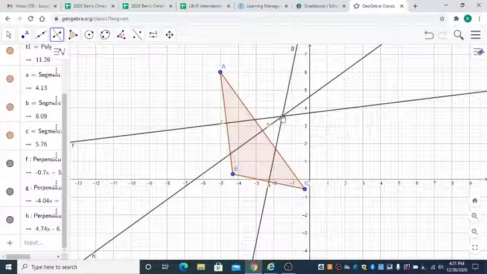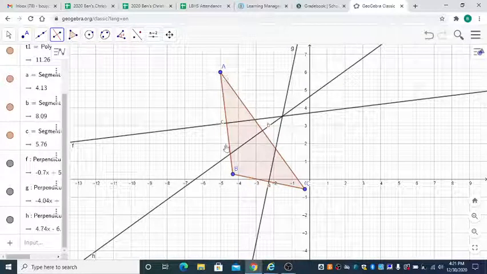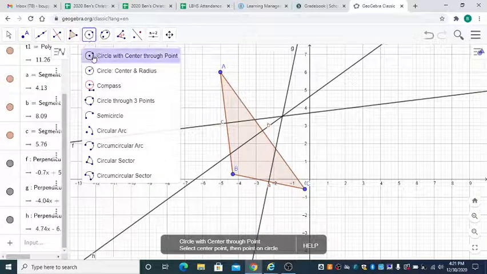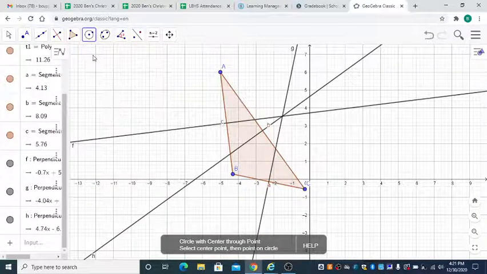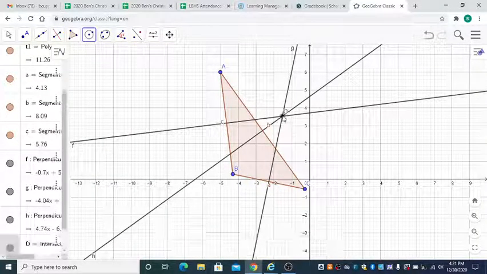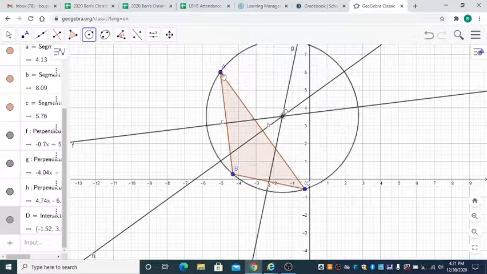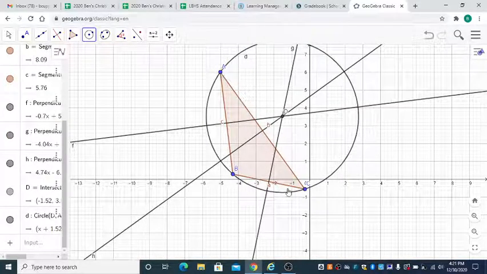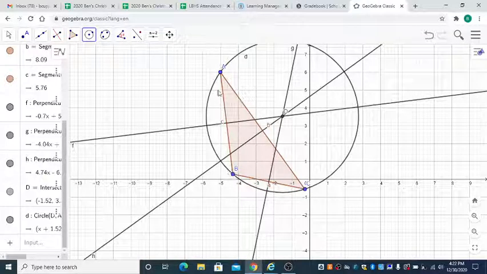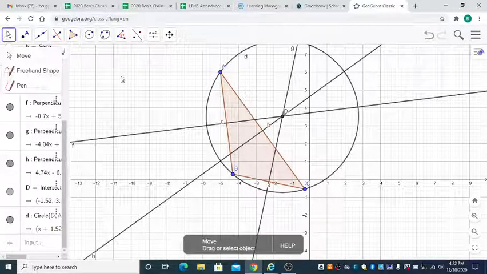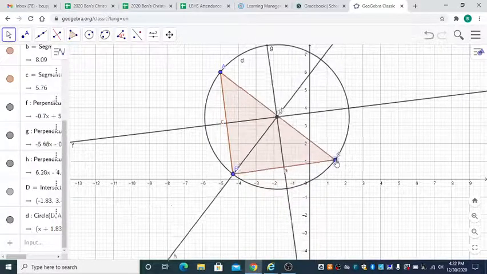Now, again, that point is special because it's the same distance from all 3 of these vertices, all 3 of these points. So you might be thinking, well, how do we know that? How can I prove it to you? Well, take a look here. If I put a circle, starting with the center there, and work my way out to one of these vertices, you see that these points are all a radius distance from point D. Okay, and what's kind of cool with this program is I can kind of manipulate this.